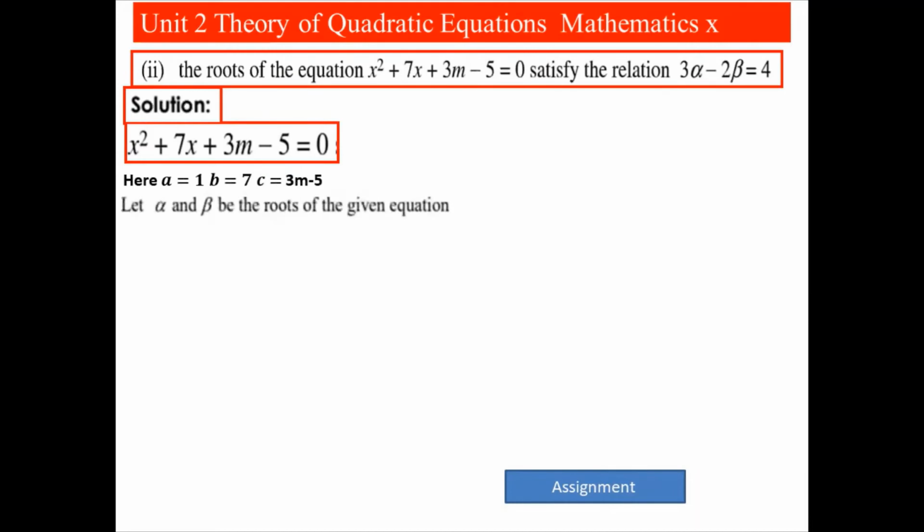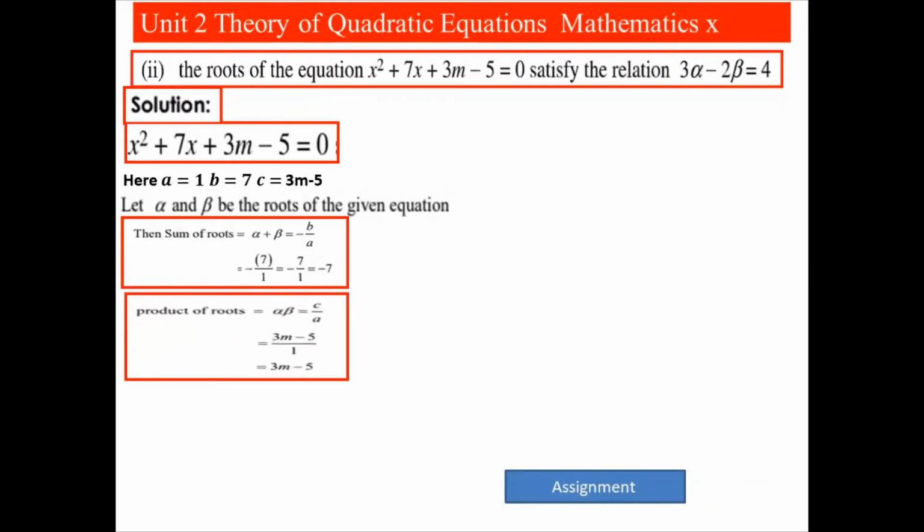Let alpha and beta be the roots of the given equation, then the sum of the roots alpha plus beta is equal to minus b by a. Here b is 7 and a is 1. So the sum of the roots alpha plus beta is equal to minus 7. The product of the roots alpha beta is equal to c by a. Here c is 3m minus 5 and a is 1. So the product of the roots is 3m minus 5.